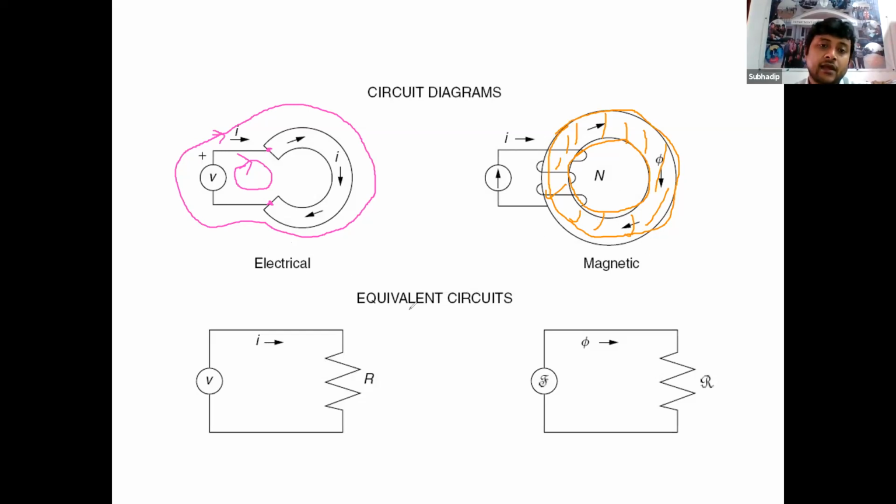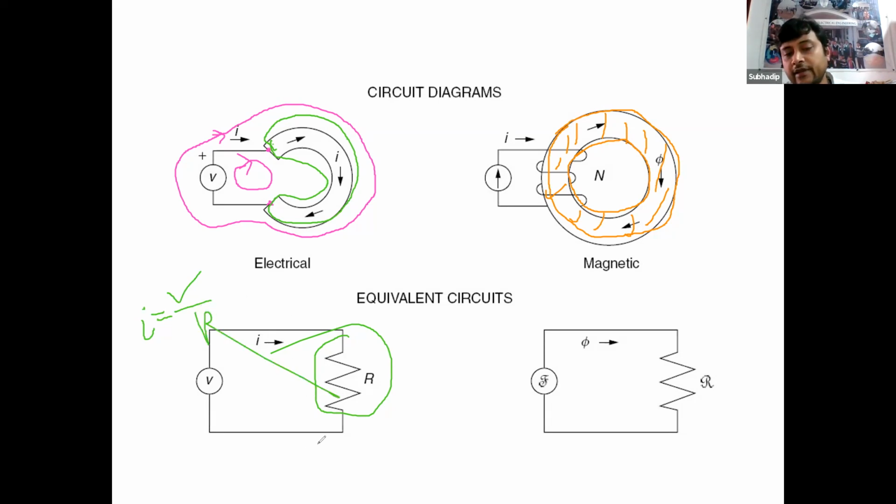And in the electrical circuit, this particular path has been replaced by an equivalent resistance. So current is flowing, and you know that as per Ohm's law, I equals V by R.